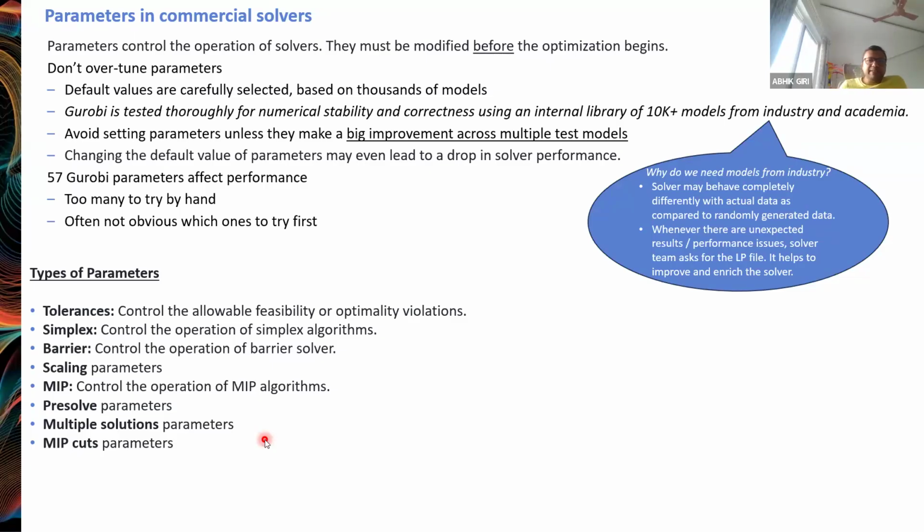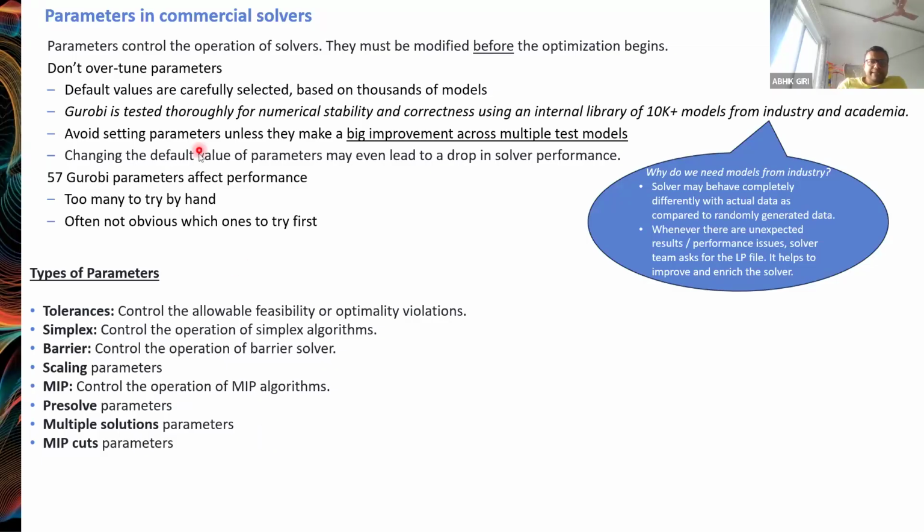And what happens is that whenever there are any unexpected results or performance issues in the solver, whichever company is using the solver can share the solver log or the LP file with the solver team. The solver team will check whether it is expected to behave that way, or whether it is indeed a bug. Using that problem instance, they can fine-tune the solver further. So that is a big win-win situation for both the company which runs into this kind of problem and the solver company.